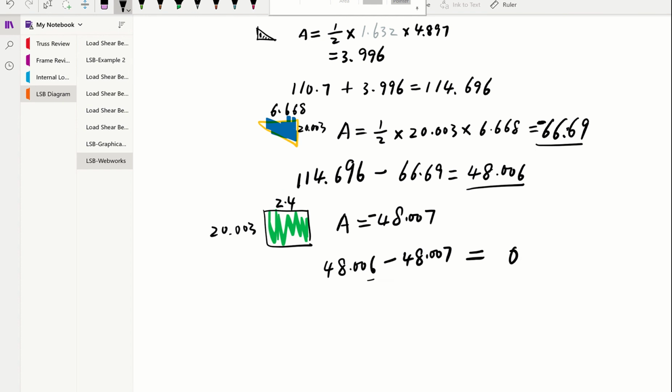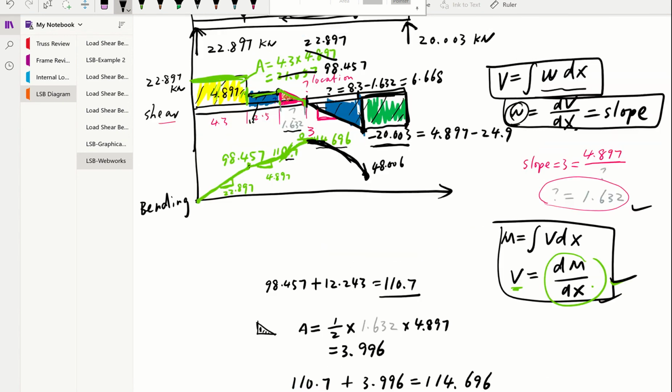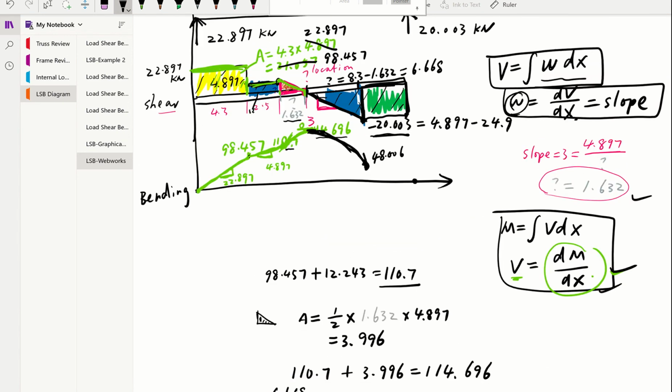I mean, there's some rounding, we have it down, but you know, you get it, right? It's going to be 0. So you got back to 0. Fantastic, because that's where you want to get. You want to get back to 0.